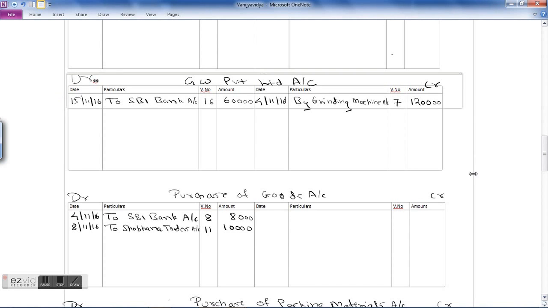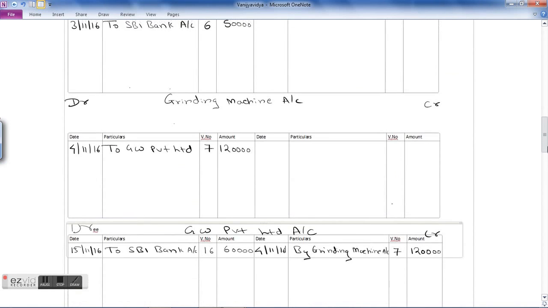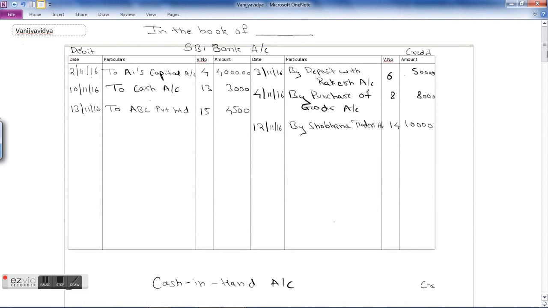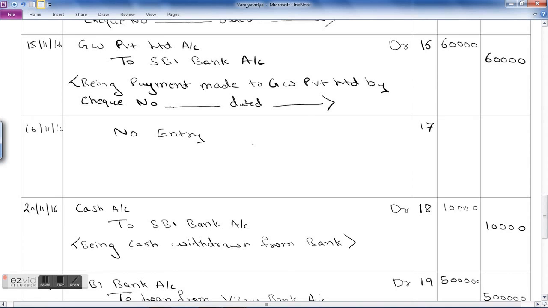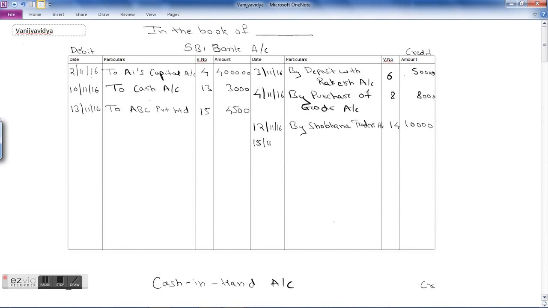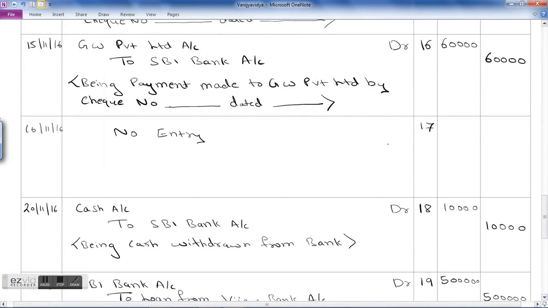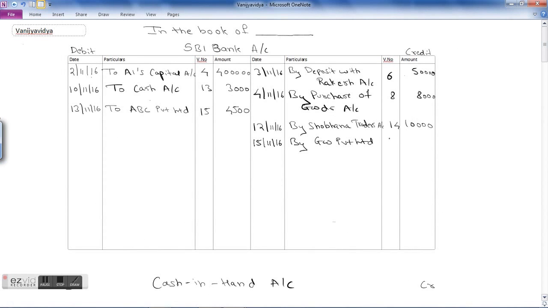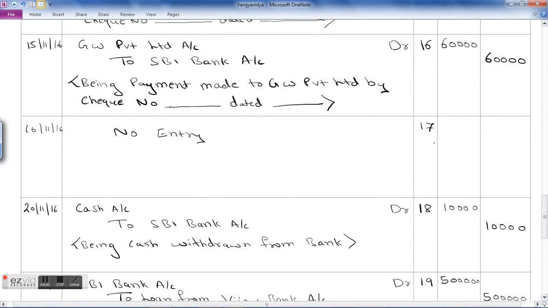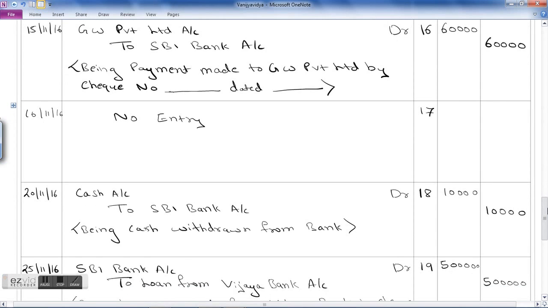Okay, now let's give a second effect of it in SBI bank account credit side by, let's see the entry date. Entry date is 15/11/2016 by GW private limited. Voucher number is 16, amount is 60,000. Okay, transaction number 17, there is no entry, so no effect.